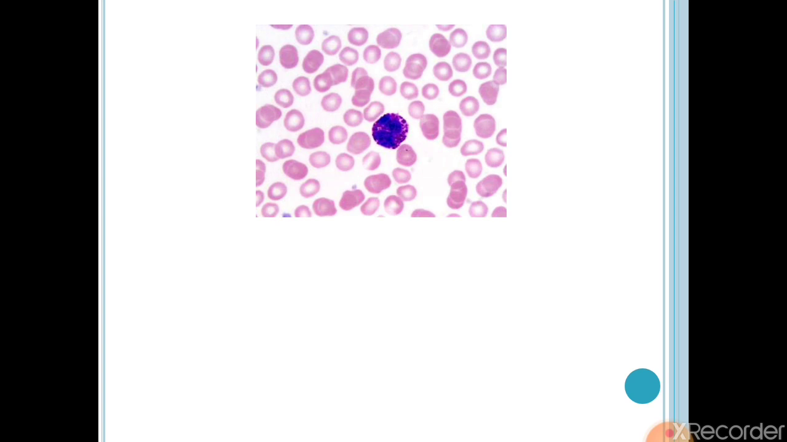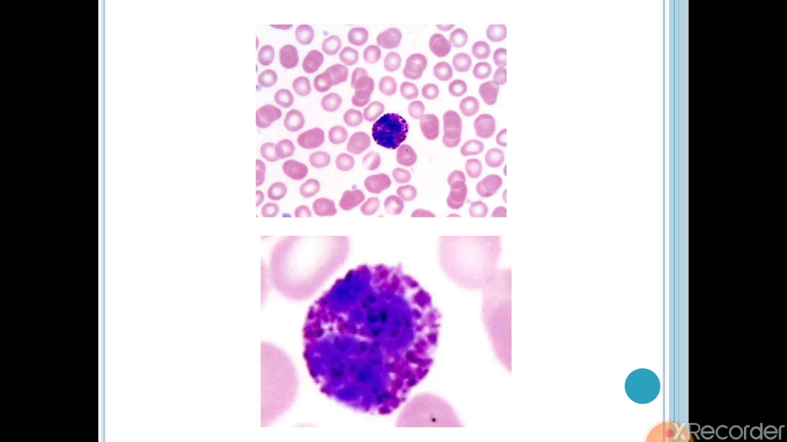This is a picture of basophils. Now you can see the highly resolved picture of the same slide. Now you can see the multilobed nucleus.